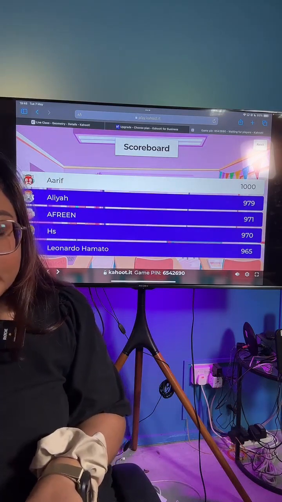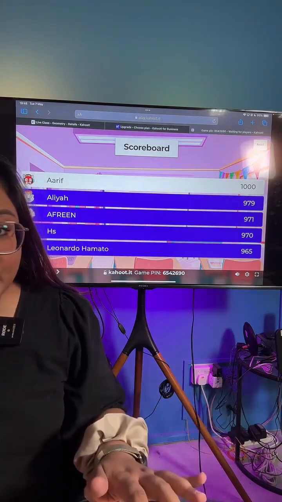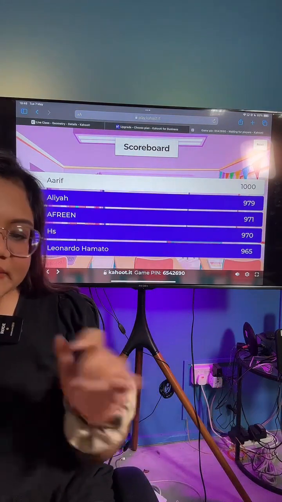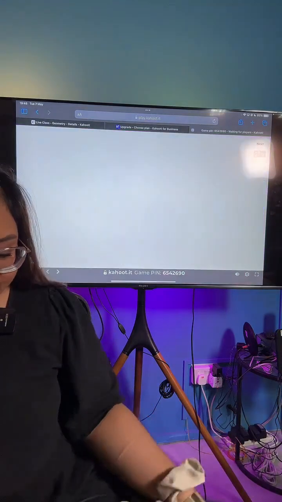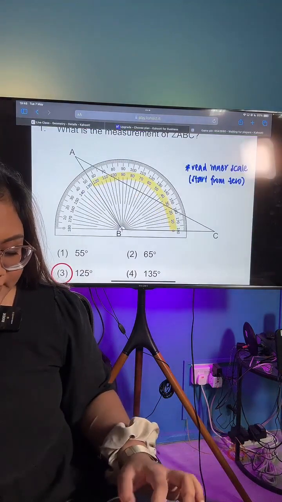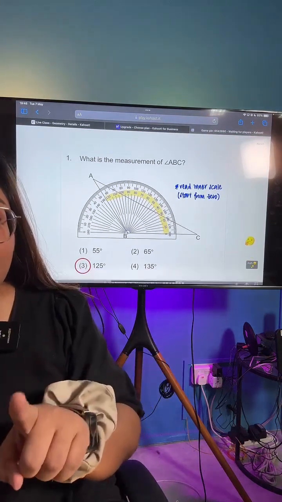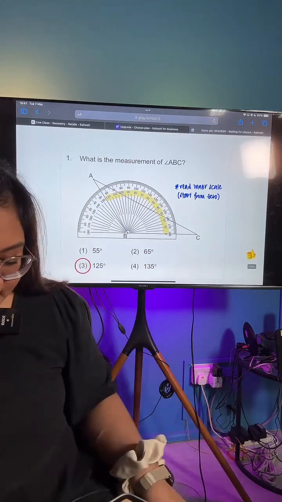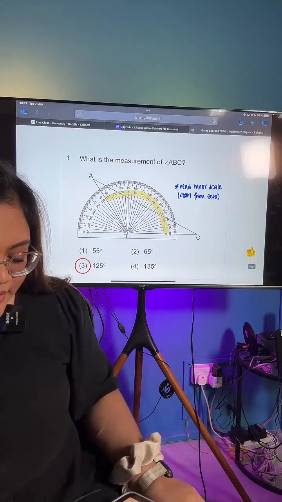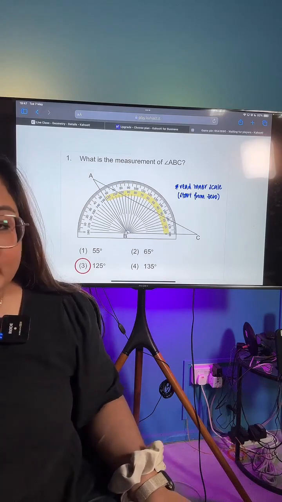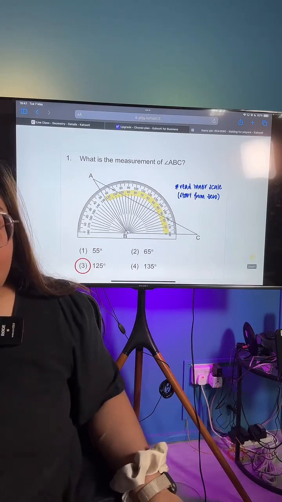All right, so let's go on. Now, this is more for standard math, but if you're in foundation, you can join as well, because angles is very much tested in P6 foundation as well. All right, let me explain this. What is the measurement of ABC? All we want to do is to start reading from the inner scale. It hasn't crossed 130, so option 4 is out. It is an obtuse angle, so options 1 and 2 are out. Therefore, the answer is option 3.